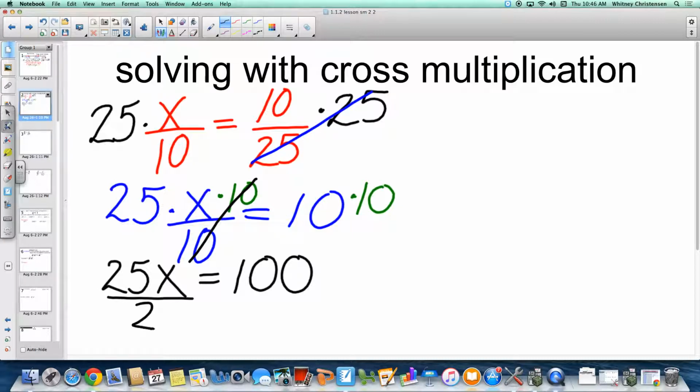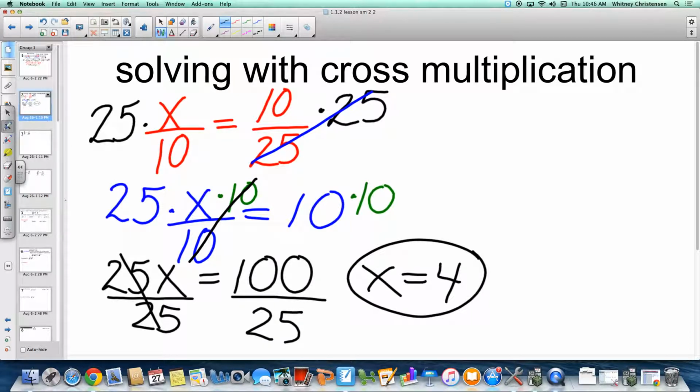Divide by 25. Good, and I have to make sure I divide both sides by 25 or I change things, but since I'm doing it to both sides, I'm all good. The 25 is gone. We have x is equal to 100 divided by 25, which is 4. You guys are so stinking smart.